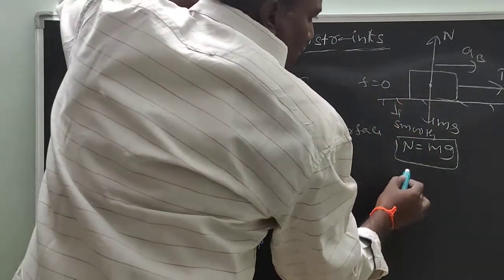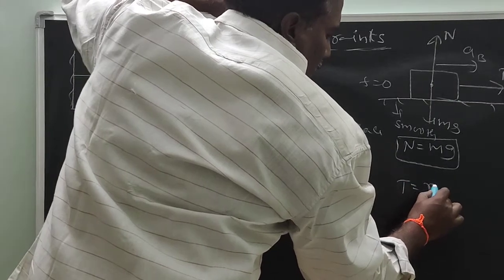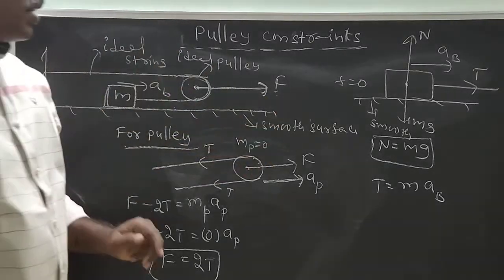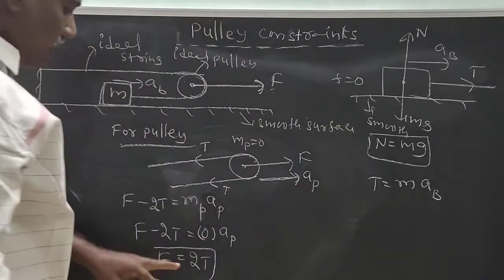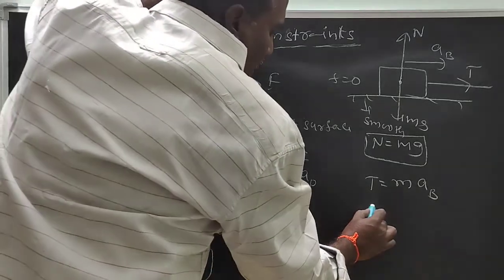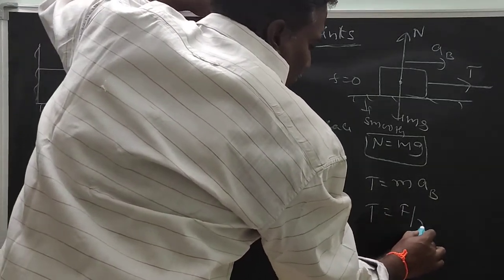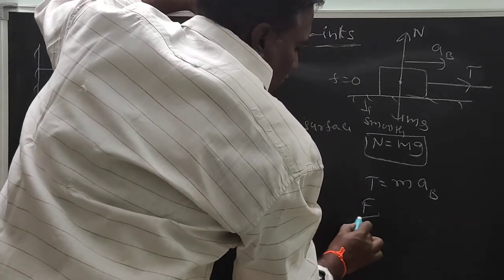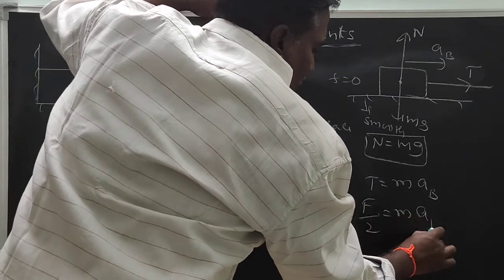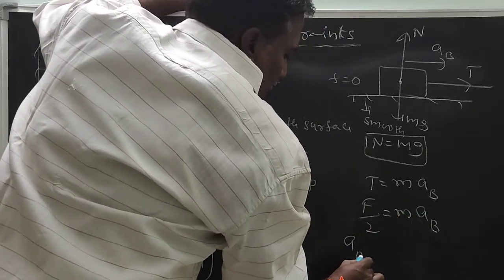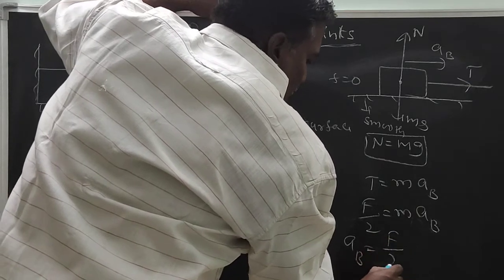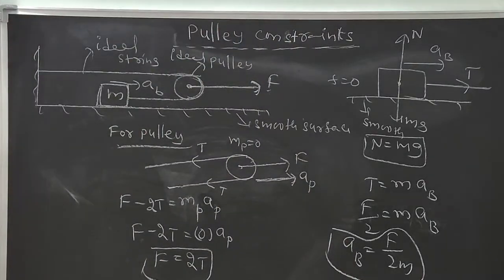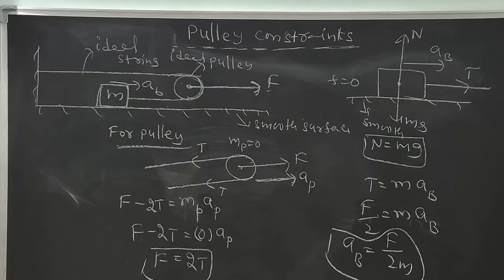In the horizontal direction, tension is equal to M into AB. Tension is equal to mass into acceleration of the block. What is the tension? T is equal to F by 2. So F by 2 is equal to M into acceleration of block. So here the acceleration of the block is equal to F by 2m. Now, what is the acceleration of the pulley?